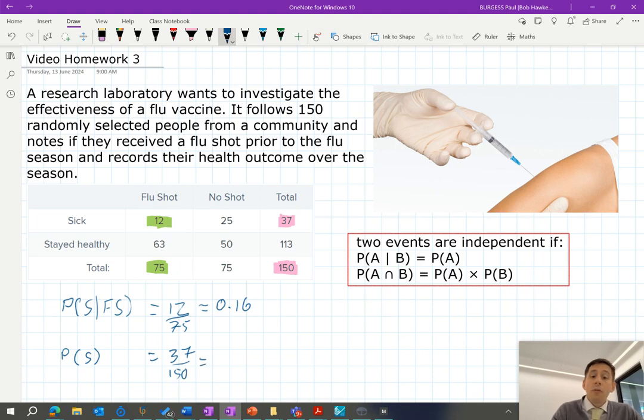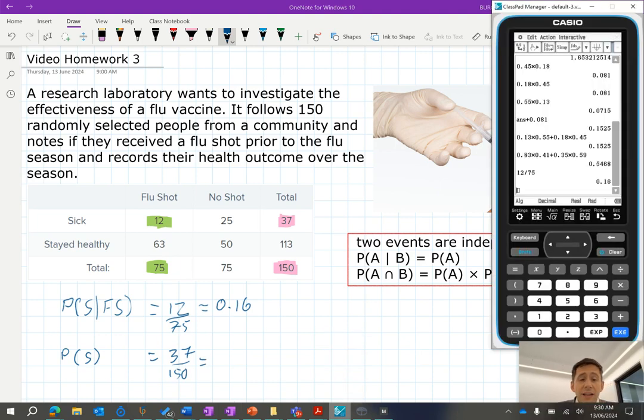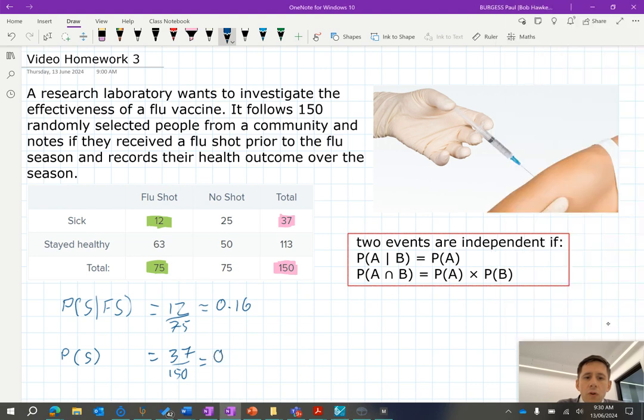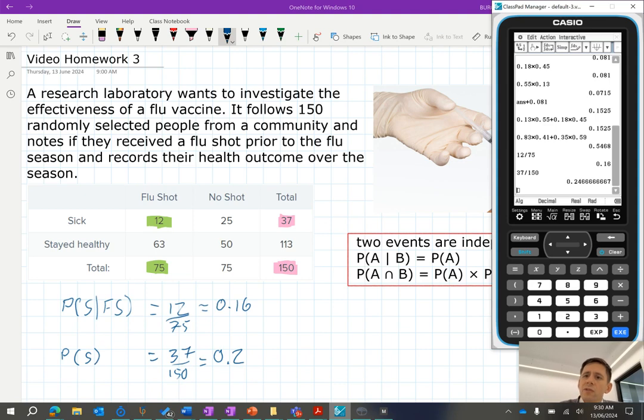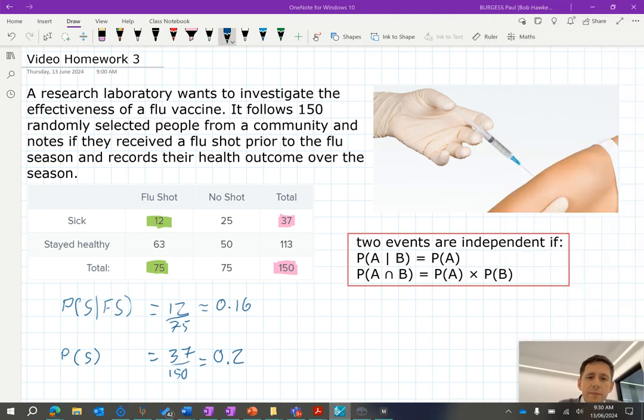And again, I don't know off the top of my head whether that's more or less likely than 12 out of 75. So I'm just going to express it as a decimal so I can compare them easily. So 37 divided by 150, 0.24. Oh, there's a bit more going on there, wasn't there? 0.247, we'll call it. Well, let's just call it 0.25. Right, it's two decimal places, and then we can compare them. Right, 0.25 is definitely more than 0.16.